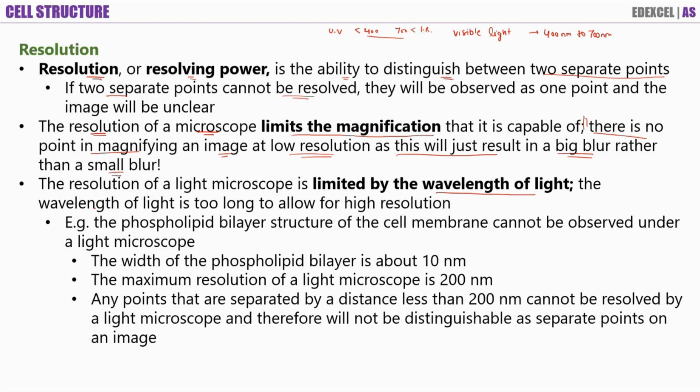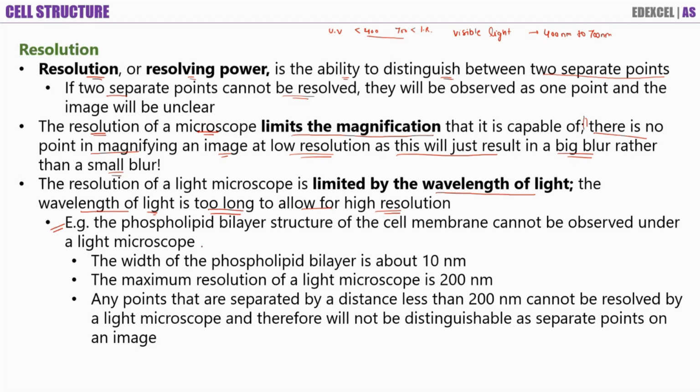Clear? So the wavelength of your visible light is too long to allow for higher resolution. Remember, what is the limiting factor? It is the size of the wavelength of light. For visible light, in the case of light microscope, it is 400 to 700 nanometer. But in the case of electron microscopes, it is very, very less, because here we don't use light. What we are using? We are using electrons.